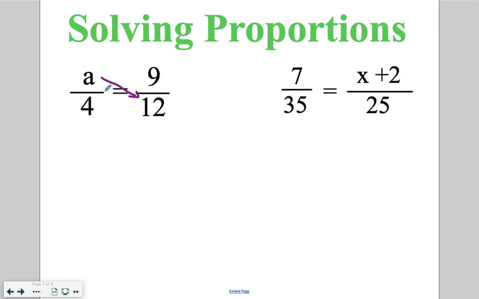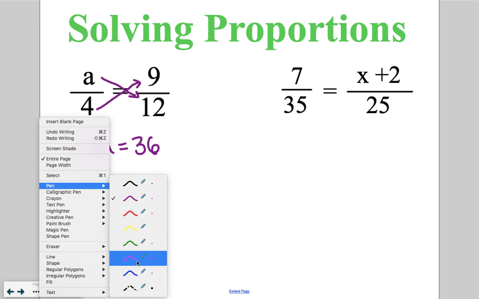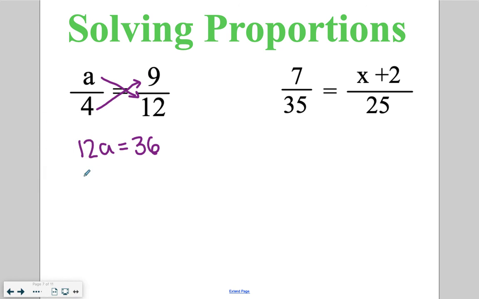On this first one, I would do 12 times A, which is going to give me 12A, and then 4 times 9, which is going to give me 36. In order to solve this, you are going to need to divide both sides by 12 to get that variable by itself. And when you do that, you're going to get an answer of A is equal to 3.